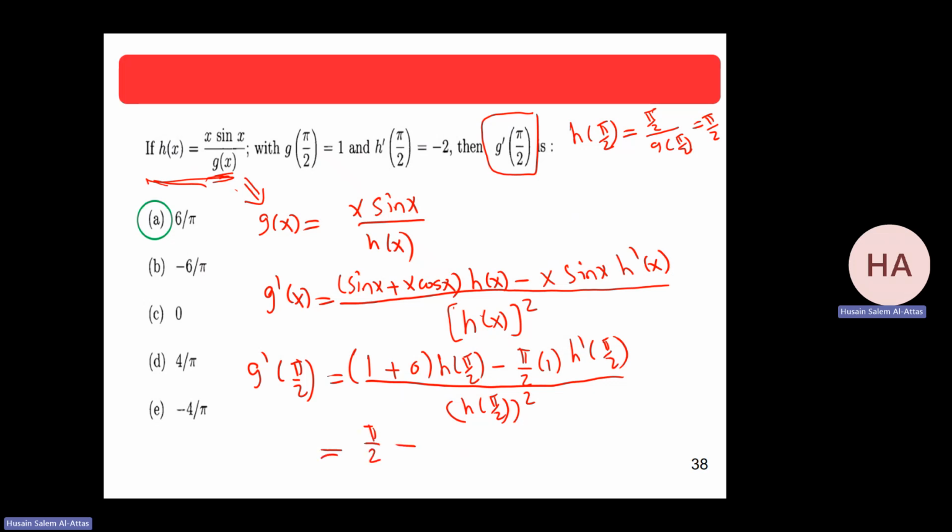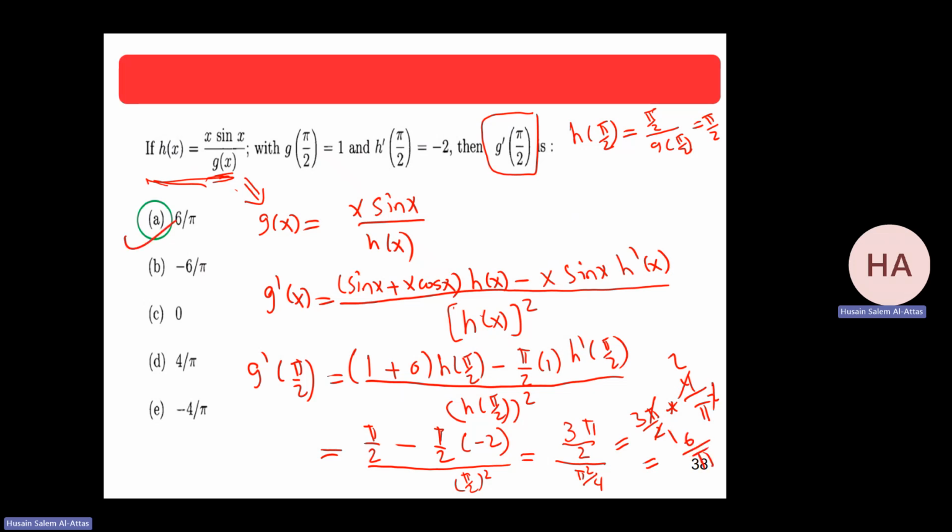Pi over 2 minus. This is pi over 2. H prime at pi over 2 is minus 2 over, this is what? H of pi over 2 is pi over 2. Pi over 2 square. That gives me 3 pi over 2. That will be pi over 2 plus pi, which is 3 pi over 2, over pi square over 4. In other words, this is 3 pi over 2 times 4 over pi square. This is 1, this is 2, this is cancelled, so I have 6 over pi, which is my answer. It's a matter of calculation.